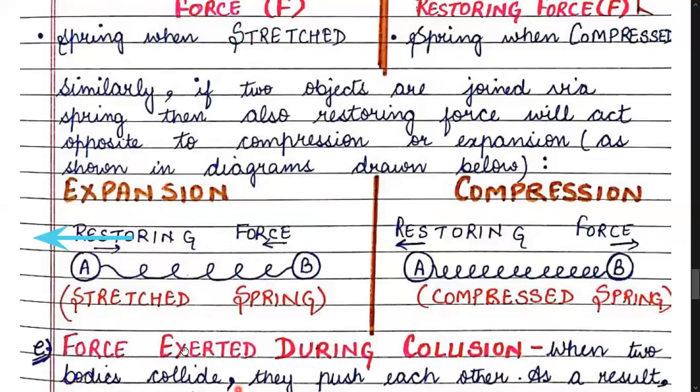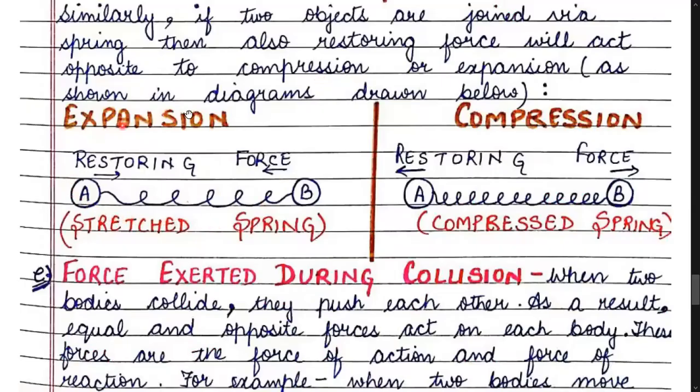So see here in the next figure also, I have shown you a stretched spring and a compressed spring. So what is happening in expansion and compression? In case of expansion, the restoring force is acting inward so that the spring can come towards its original shape, while in case of compression, the restoring force is acting outward so that the spring can come to its original shape.